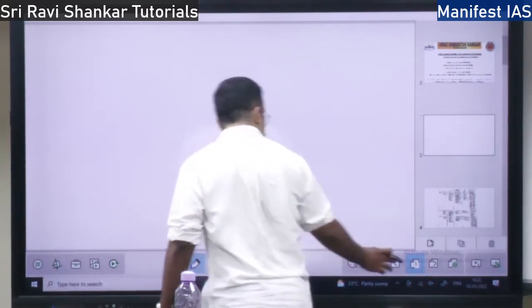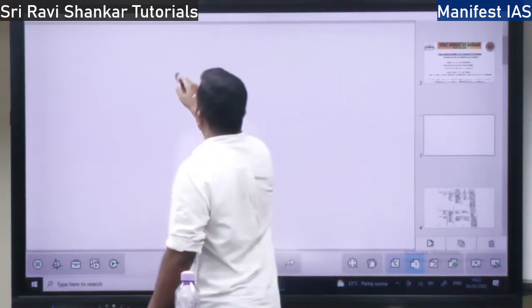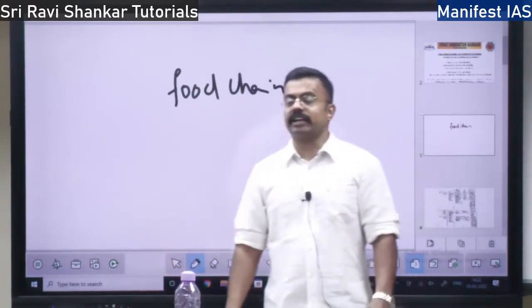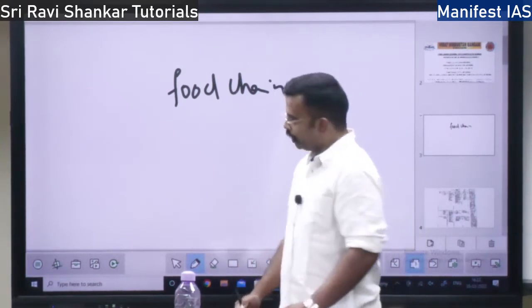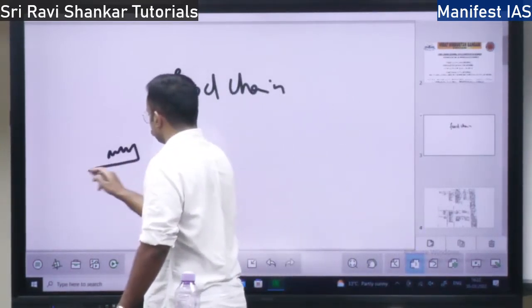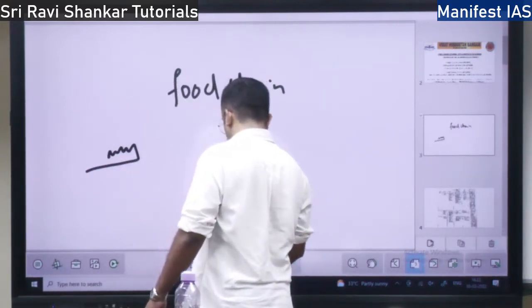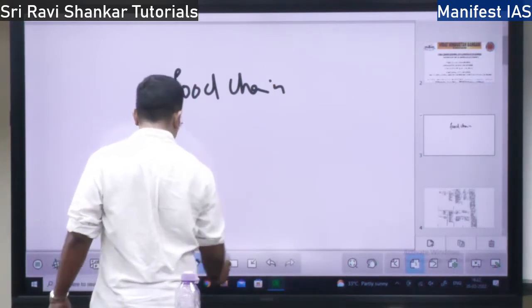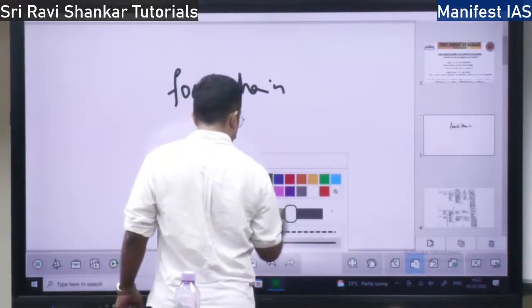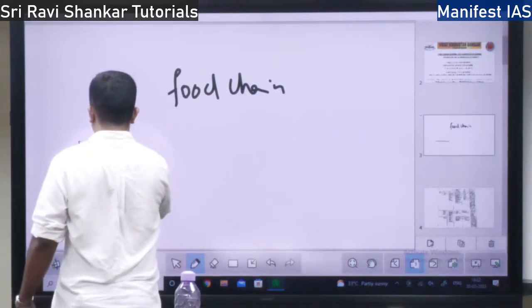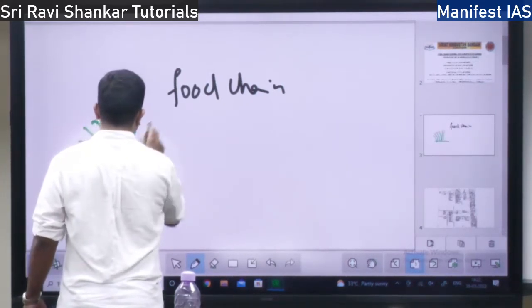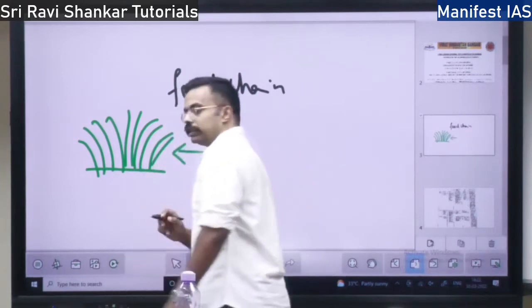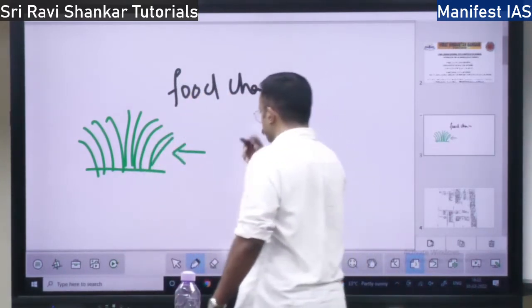Next, you have the concept of food chain. What is food chain? Food chain is the cycle of eating and being eaten. Let's say there is grass here. This grass is eaten by some animal, a primary animal, right?